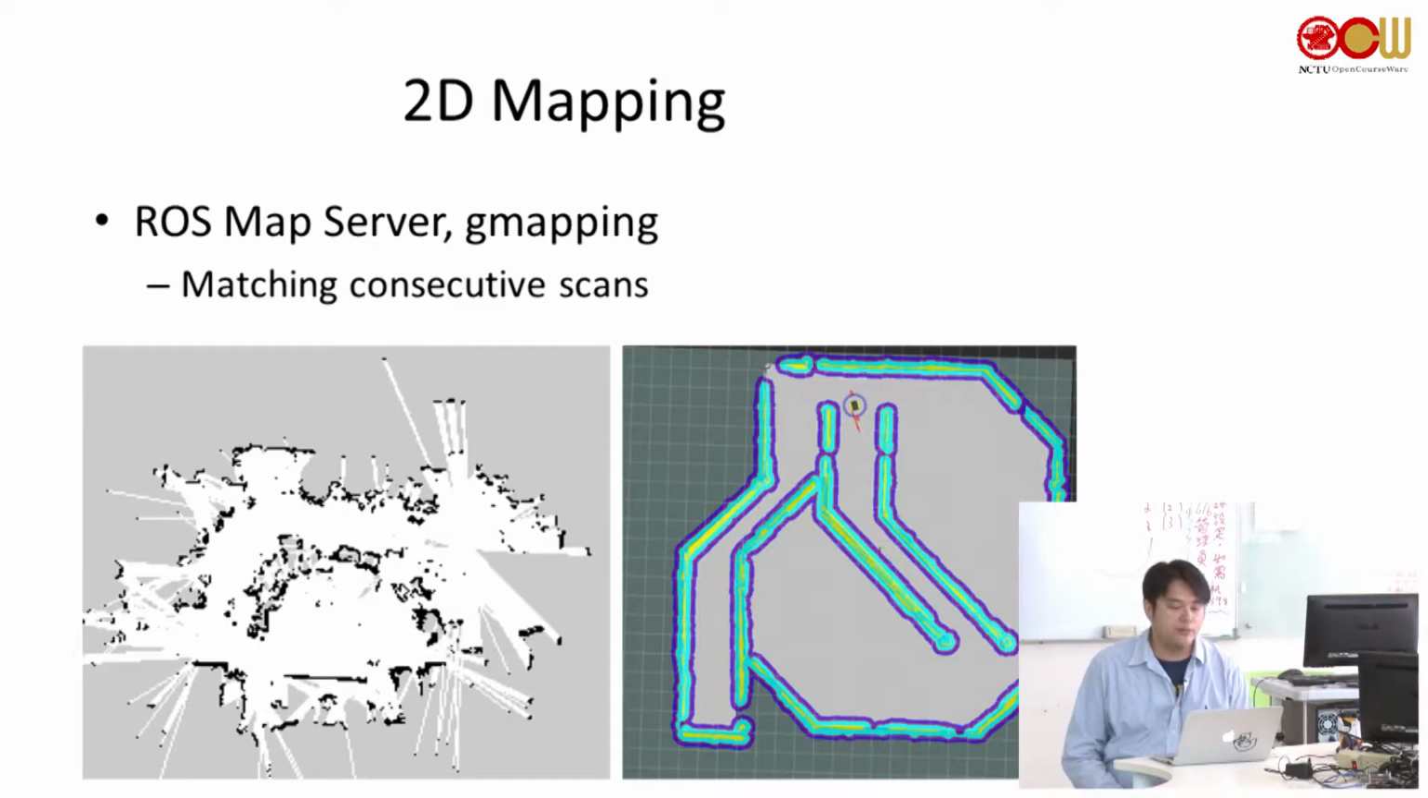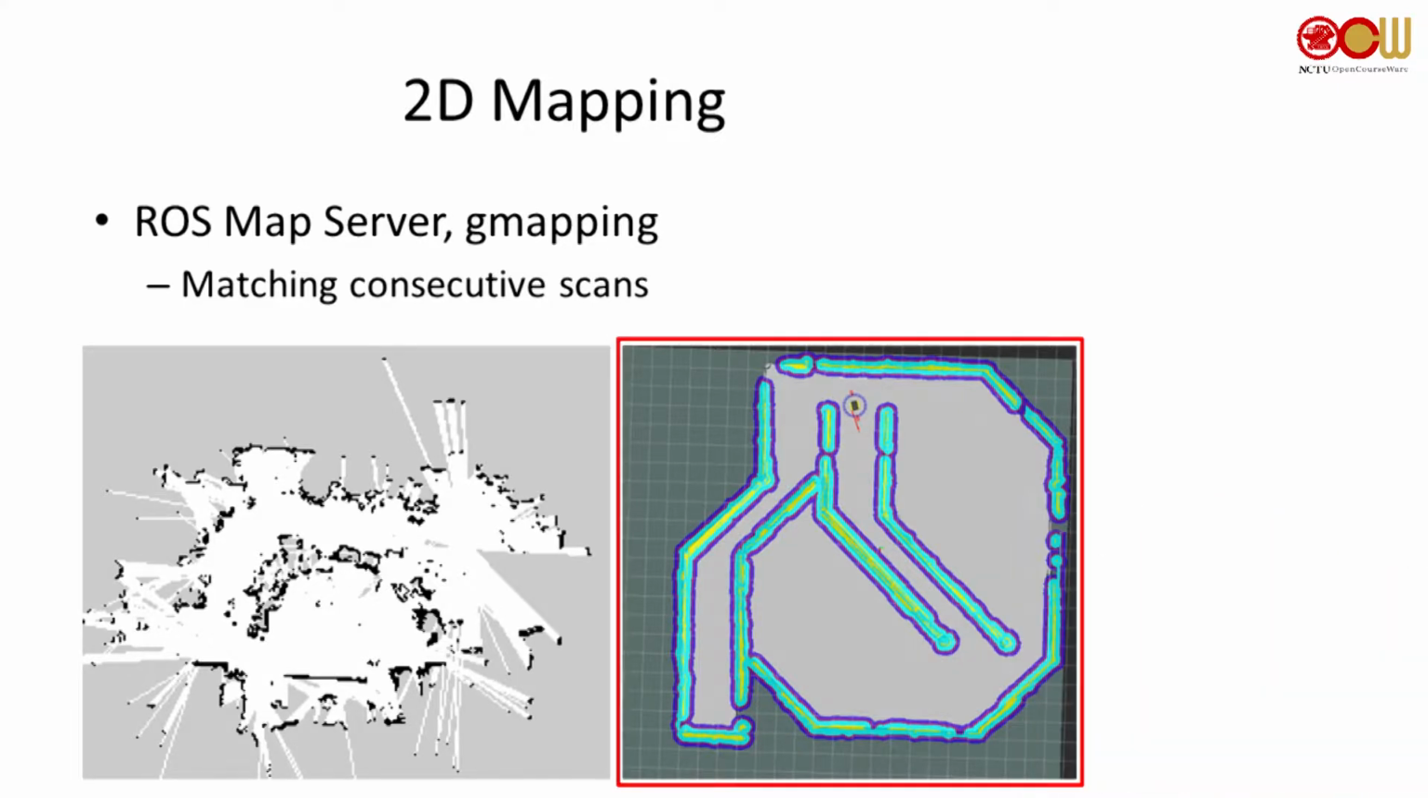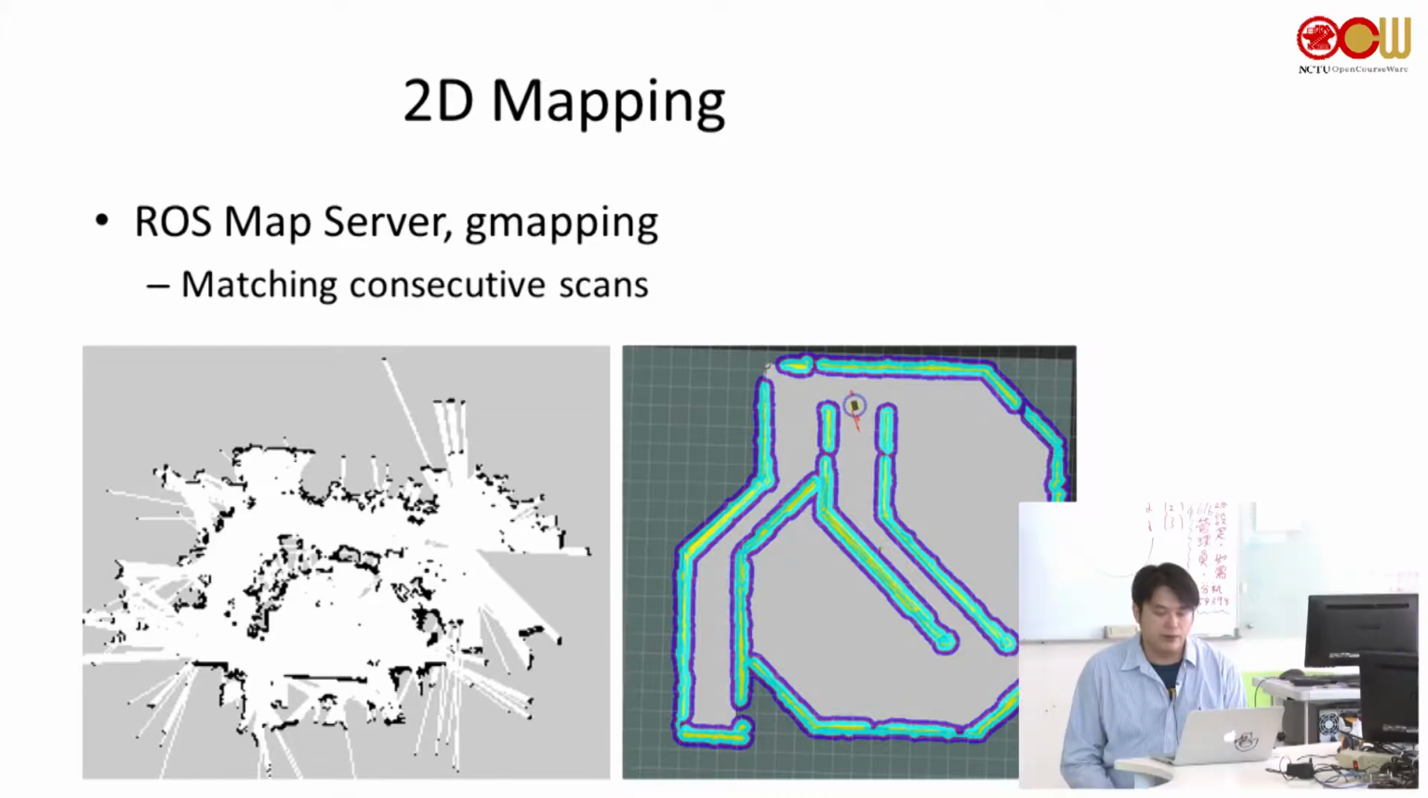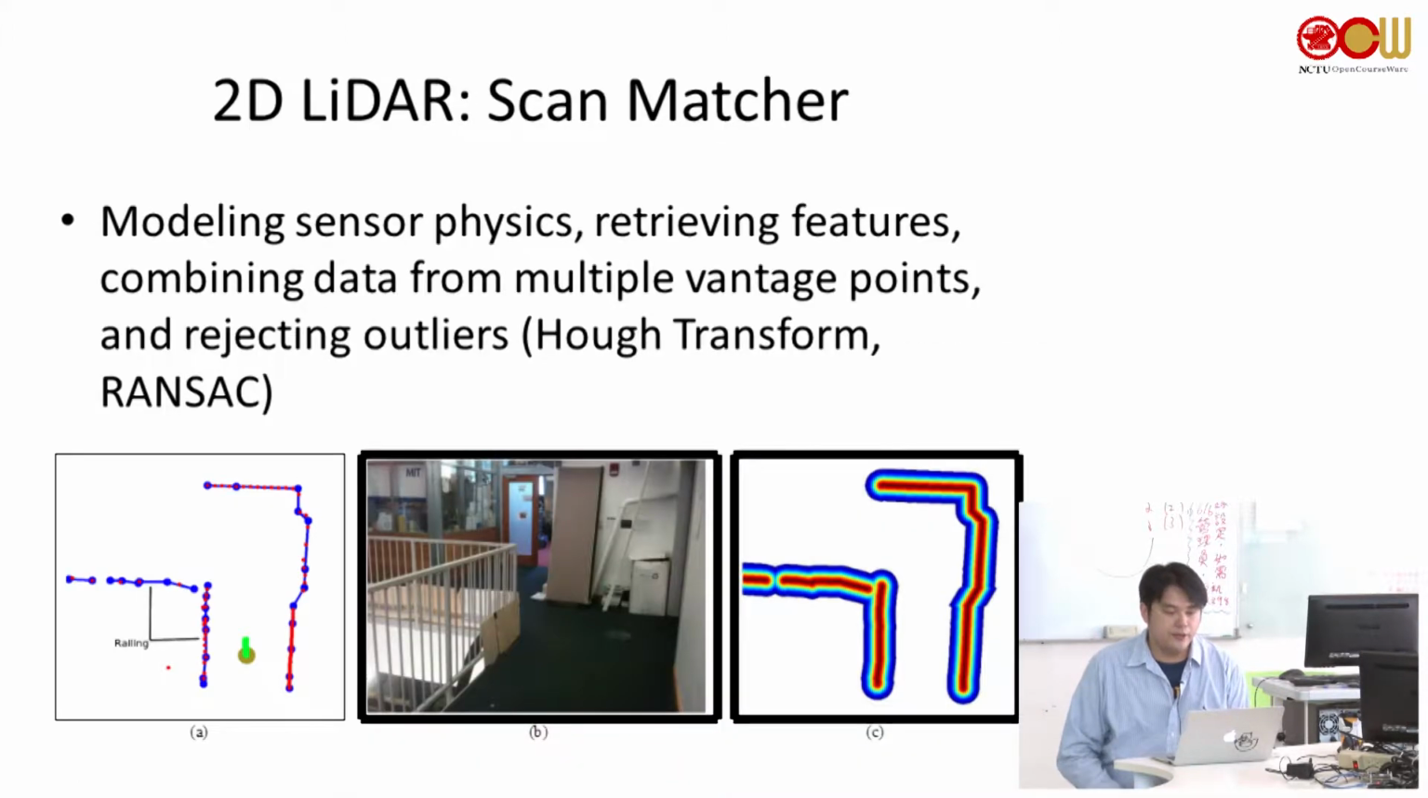From last time, you guys already have seen the Rust map server. We also have run a scenario AMCL. And also the G mapping. On our right-hand side, you guys must be familiar with this kind of probabilistic map. Like what's the probability of that grid as an obstacle? And essentially, the basic idea is to match consecutive frames of the LiDAR scan.